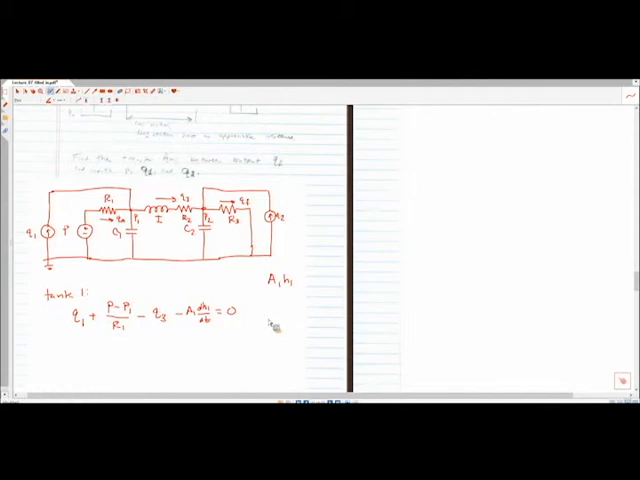Last thing is that having P1 and H1 is redundant, and so we want to work with as few variables as possible. So P1 is equal to rho g H1, which you probably went through in your fluid mechanics class. So then, simplifying this expression, I have Q1 plus (P minus rho g H1) over R1, minus Q3, minus A1 dH1/dt equal to 0.